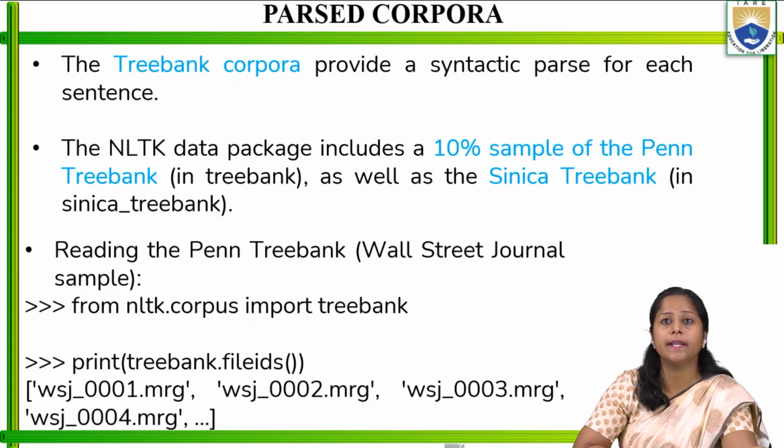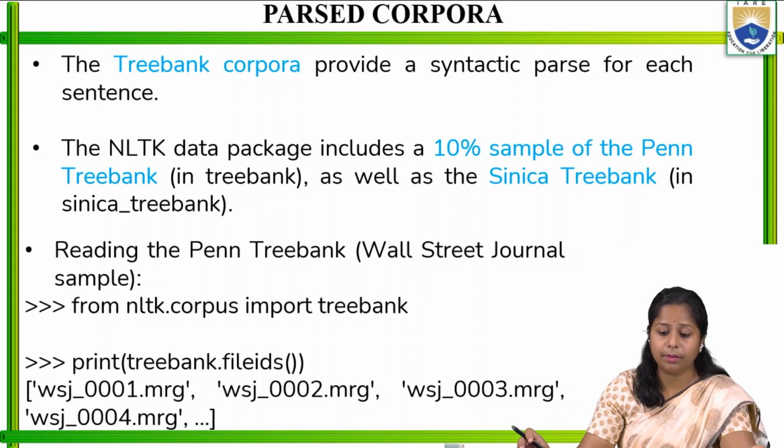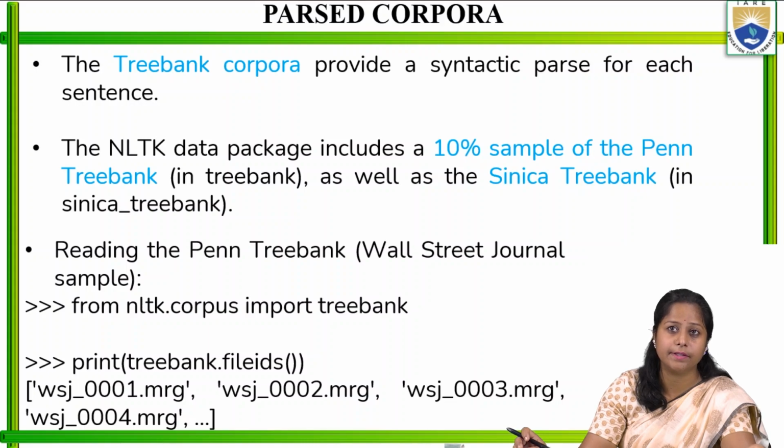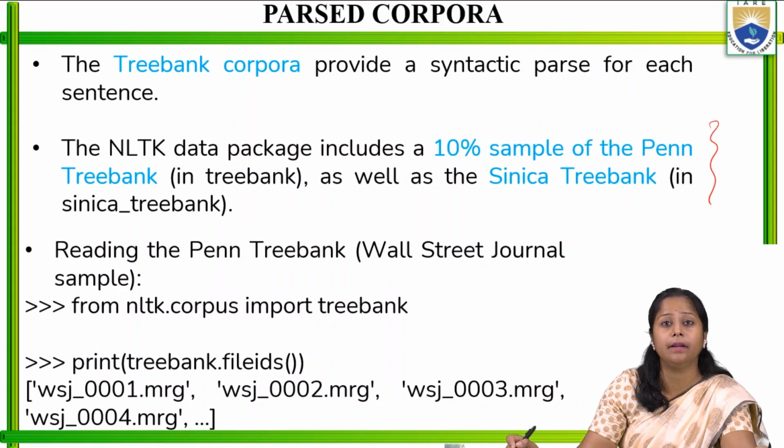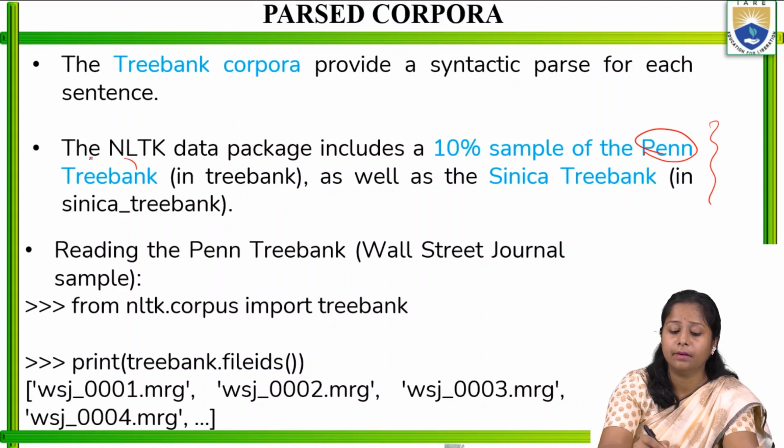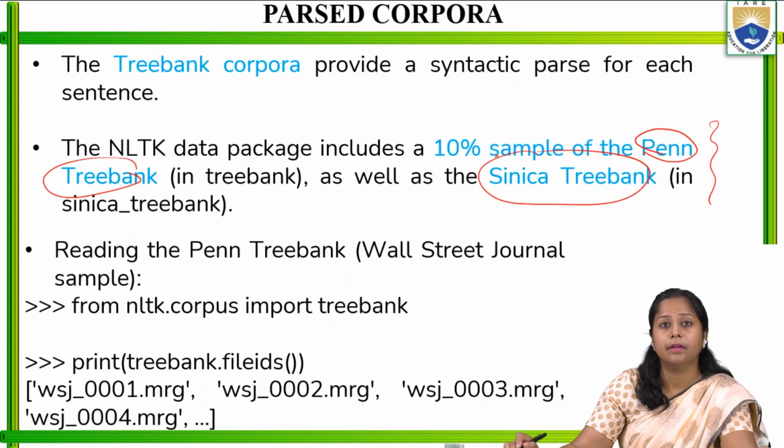Parsed corpora. So this is the next type of corpora. The treebank corpora provide a syntactic parse for each sentence. So the treebank is actually a parsed corpus that is going to provide us a syntactic parse for each of the sentences. The NLTK data package includes a 10% sample of the Penn Treebank. In treebank, two types of data are there. First is the Penn Treebank and second is the Sinica Treebank. In these two, it is going to give us 10% of the data.